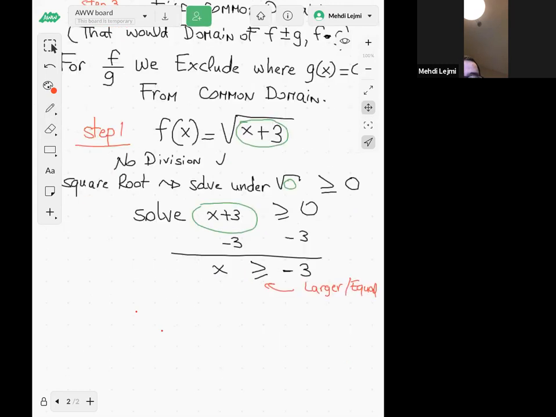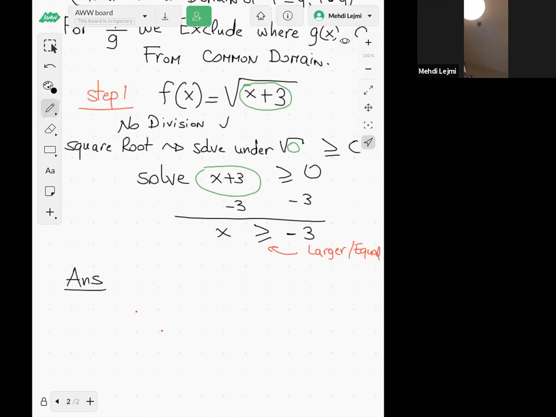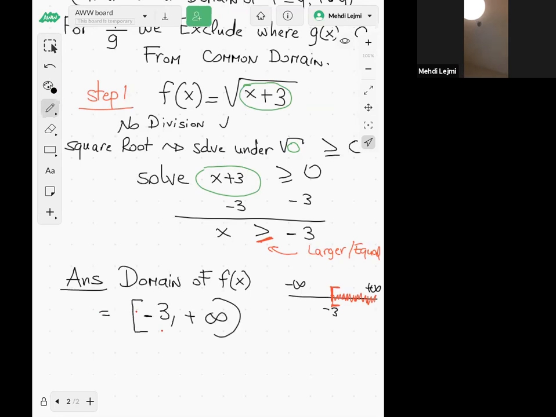So what will be the domain of f? Just to explain, on the number line we have negative infinity and positive infinity, and what we are saying is that x is larger or equal to negative 3. So it can be equal to negative 3, so I'm going to include the negative 3. Then the domain of f would be negative 3 included to positive infinity, which is always excluded.